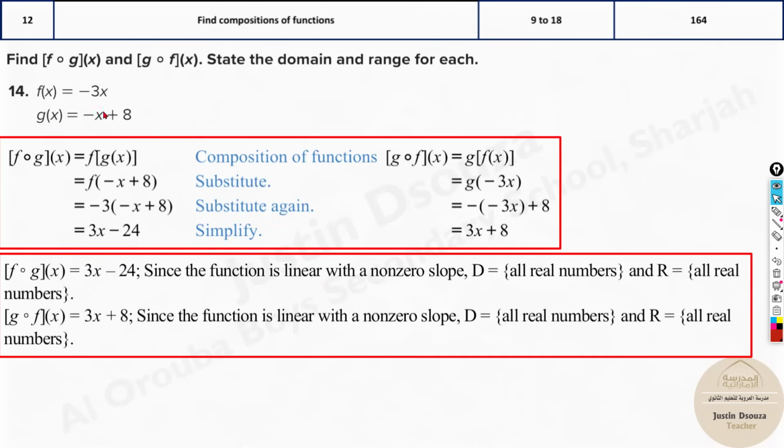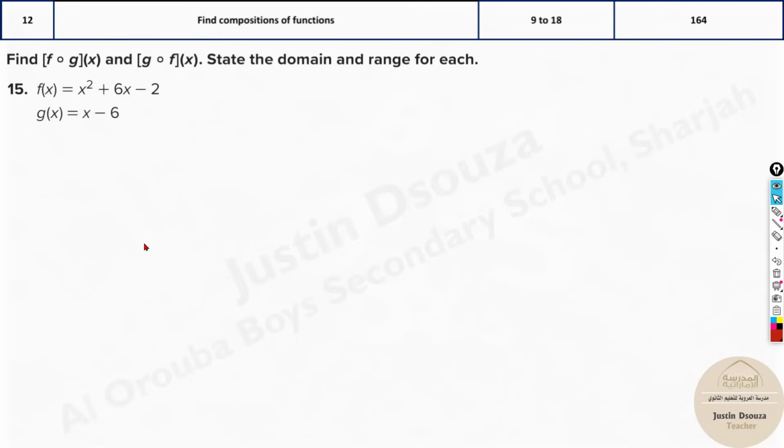Now, if you're thinking what is the domain, what we initially take in f of g of x value is the domain. The final output is the range. That's how we do it. Always, domain is what we input, the range is what we get as the solution. Same thing here. Please do it by yourselves.